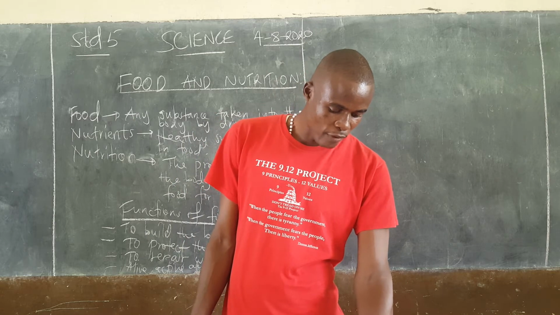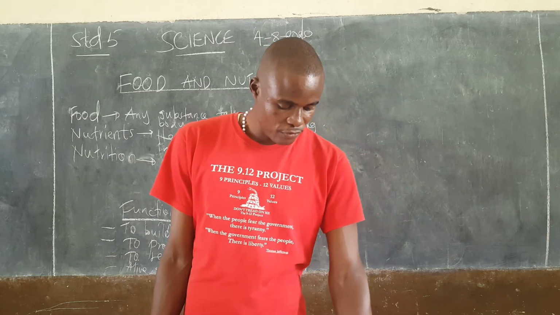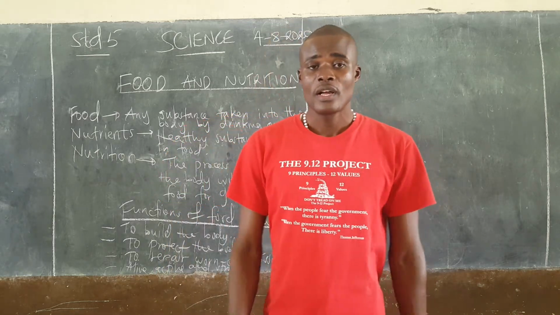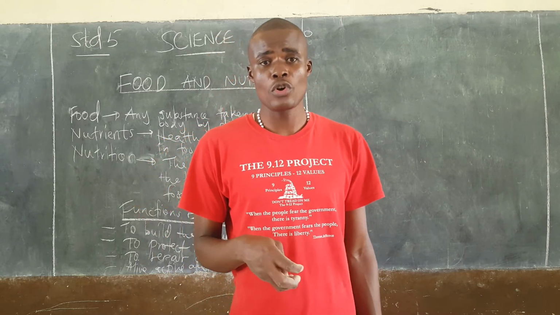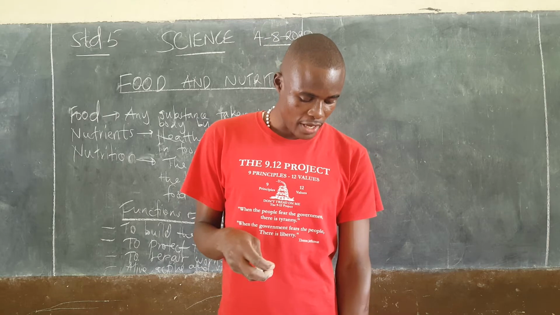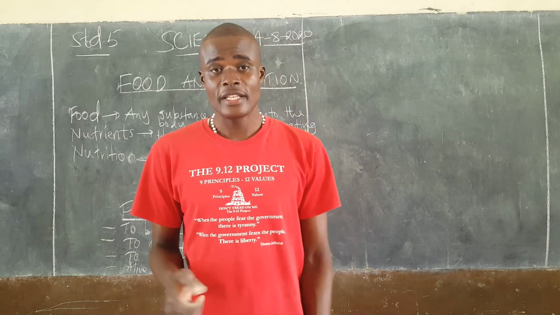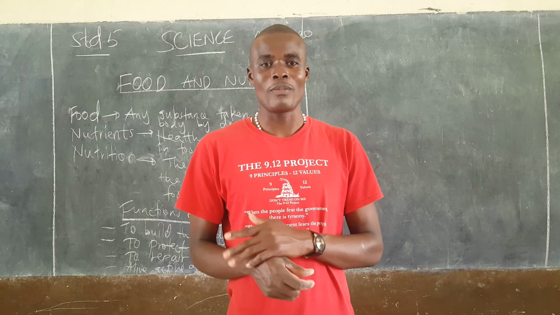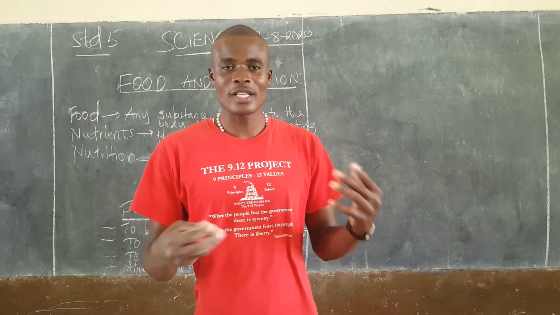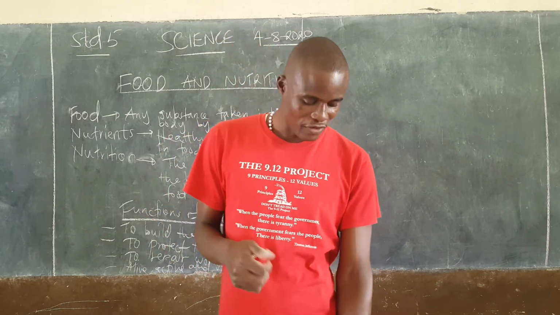Then the one that provides the body with enough energy to work. Those are energy-giving foods. We also call them carbohydrates. They give us energy. A good example is ugali that you normally like at home, and rice. Those are very good examples of carbohydrates.